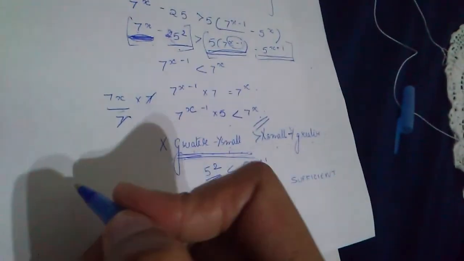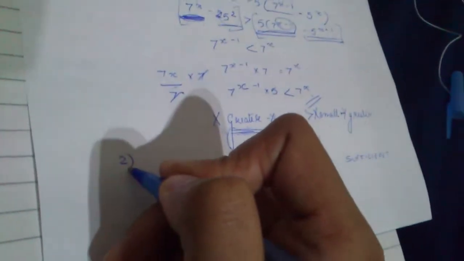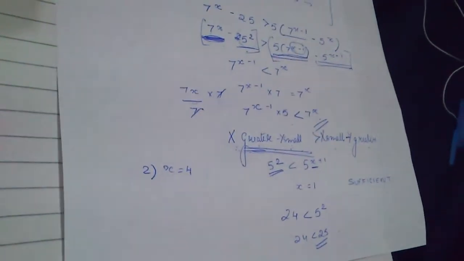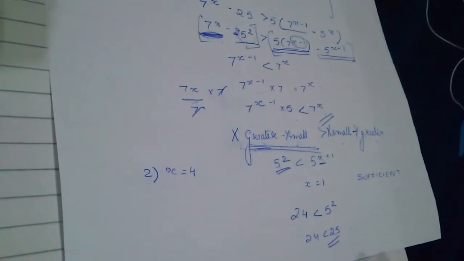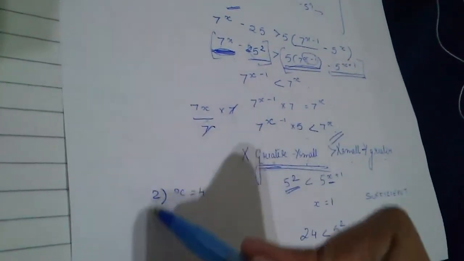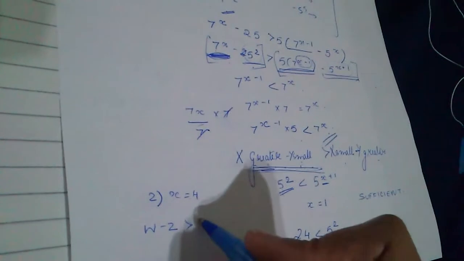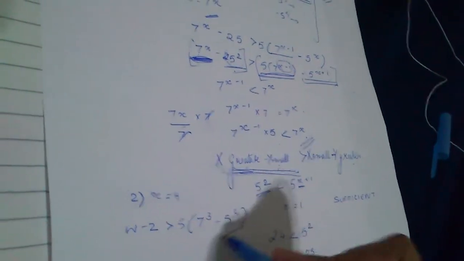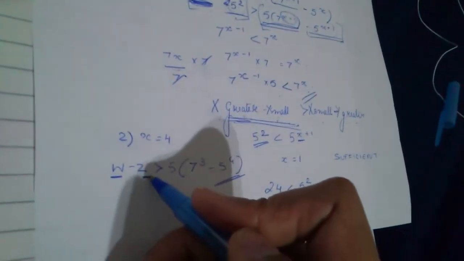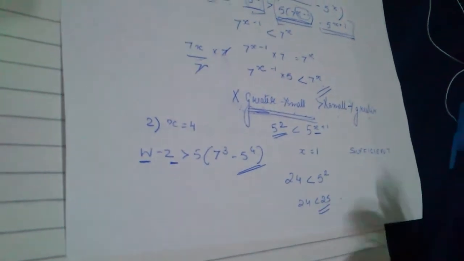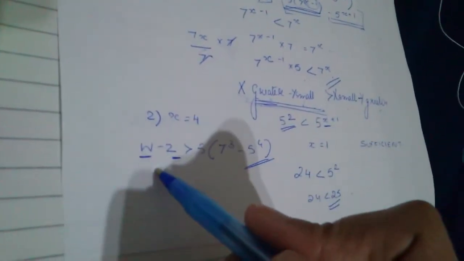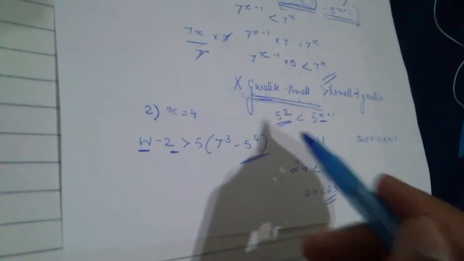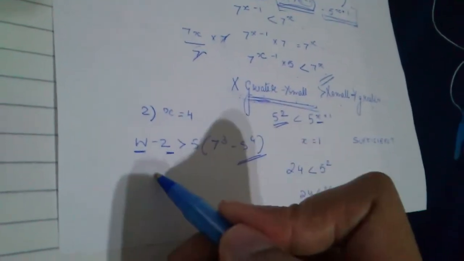Now if you take the second part of the question that says x is equal to 4. Sorry, it does say x is equal to 4? Yes, it says x is equal to 4. Now this just gives us the value of x, right? We were supposed to find out whether w minus z is greater than 5 into 7. Now x is equal to 4, so 7 raised to 3 minus 5 raised to 4. But we still don't know what the value of w is and what the value of z is. So this is completely useless to us. We cannot determine without knowing the values of w and z whether this equation holds or not. So this is insufficient.